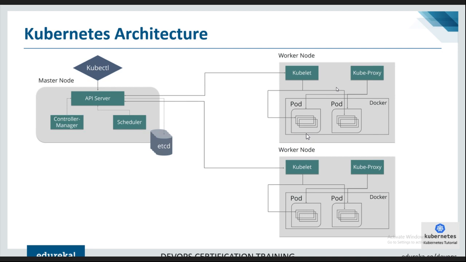In the worker nodes, we have kubelet and then kubeproxy. The kubelet is connected to the multiple pods here, and Docker. In the same way, if you have multiple worker nodes, the same setup will be used there as well. As you can see, this is the complete architecture followed by Kubernetes here.